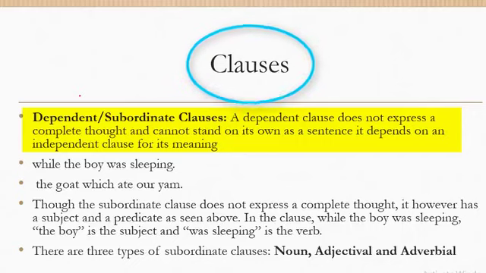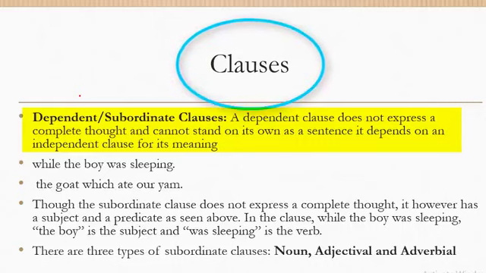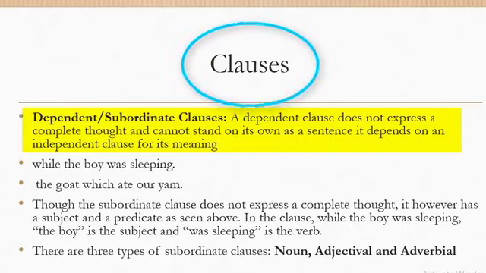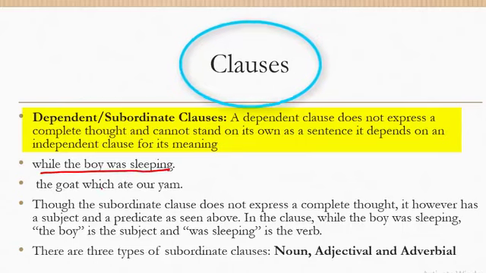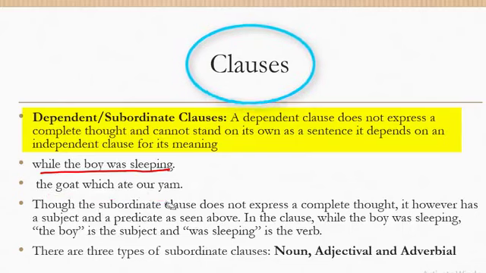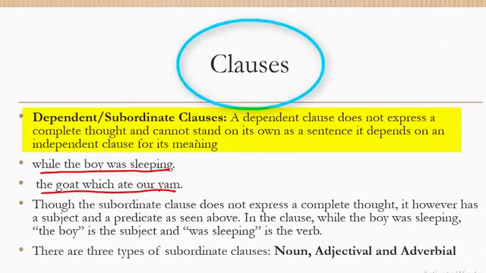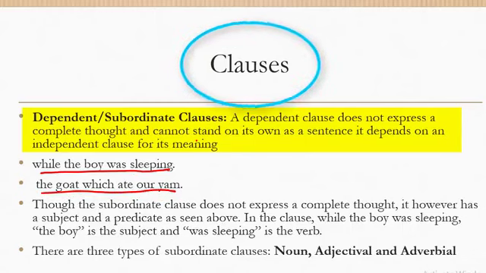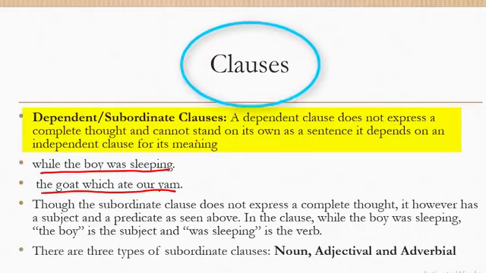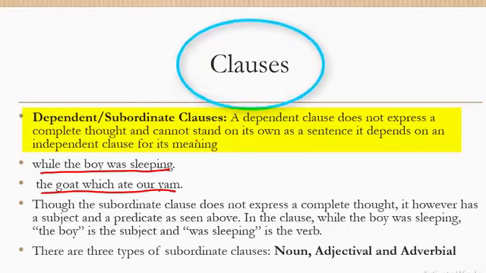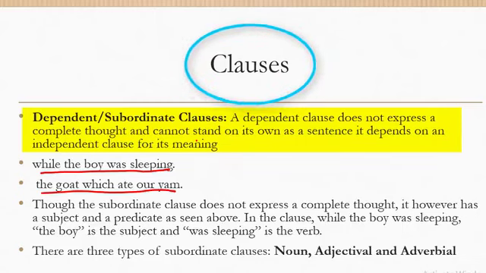For instance, you can't just say, while the boy was sleeping. What happened while the boy was sleeping? So, while the boy was sleeping is a dependent or subordinate clause. The goat which ate our yam. What happened to the goat which ate our yam? So, that is what you should know about dependent clauses and independent clauses, or subordinate clauses and principal or main clauses, right?